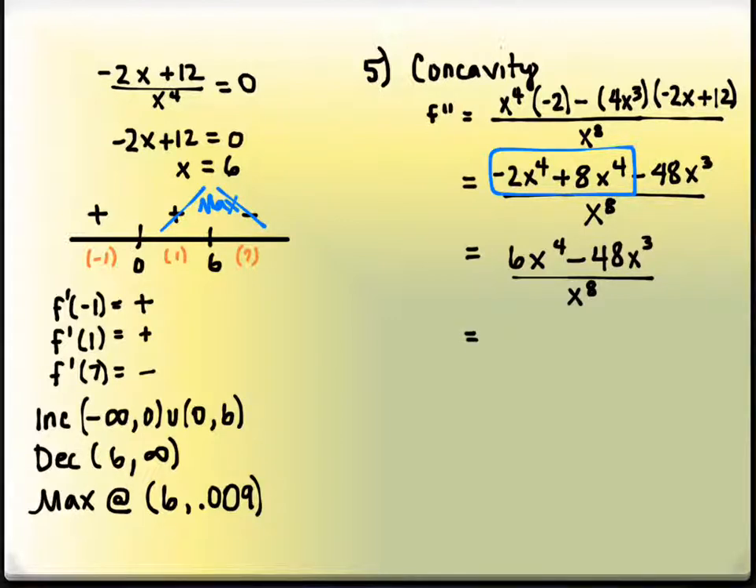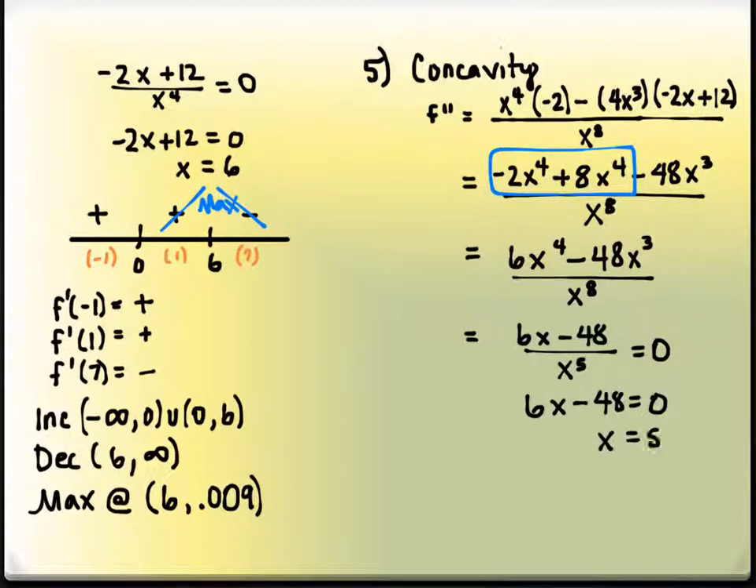Yeah, basically I'm going to reduce each of them by dividing by x to the 3rd power. So this will give me 6x minus 48 over x to the 5th, right? X to the 8th divided by x to the 3rd would be x to the 5th. Well, what do I do next? Yeah, I set it equal to 0. And if I set the whole thing equal to 0, what does that really mean? It means the numerator is equal to 0. And at what x value would that be?